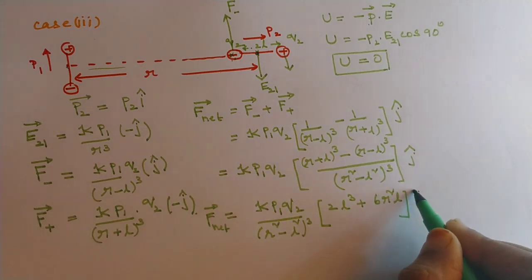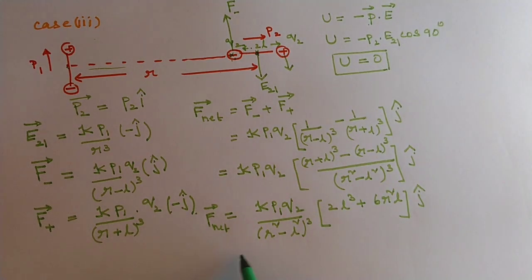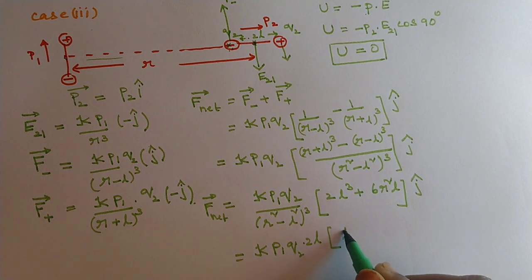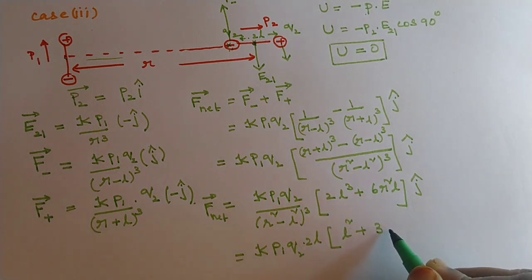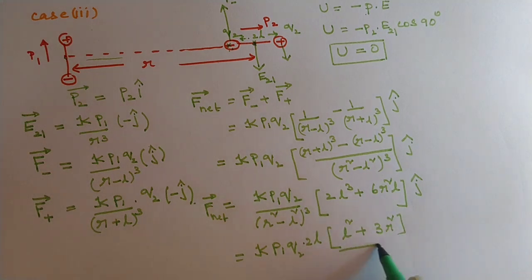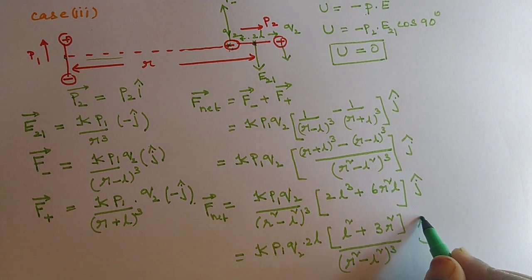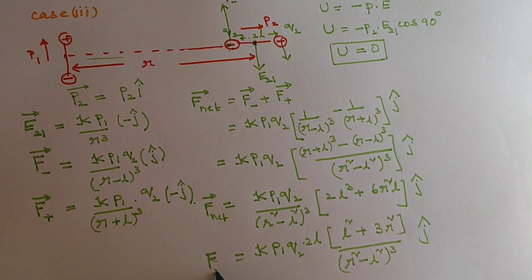So this mathematical part you can try. As you know the formulas, substitute. And now take out this 2L outside. K P1 Q2 into 2L, I have written it outside. Left is L square plus 3R square divided by R square minus L square whole cube into j cap. And now you can see this is the force acting on P2. The product of 2L into Q2 can be written as the dipole moment of the second dipole, so P1 into P2. And here I will use the approximation.